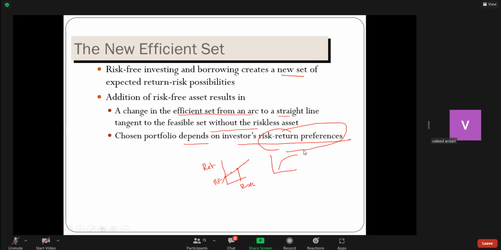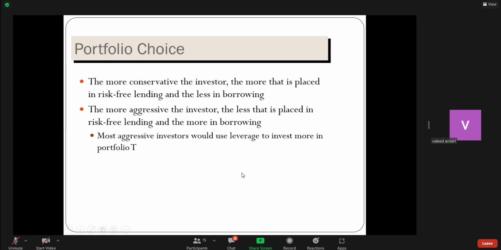published by James Tobin in his paper, Liquidity Preference as Behavior Towards Risk. So he explained this thing. The more conservative the investor, the more is placed in risk-free lending and less in borrowing. The more aggressive the investor, the less that is placed in risk-free and more in borrowing, so more will be invested in the portfolio T, which is the most efficient portfolio.